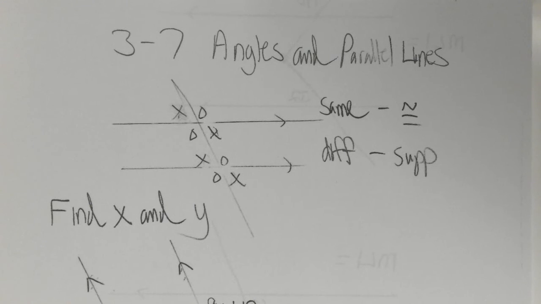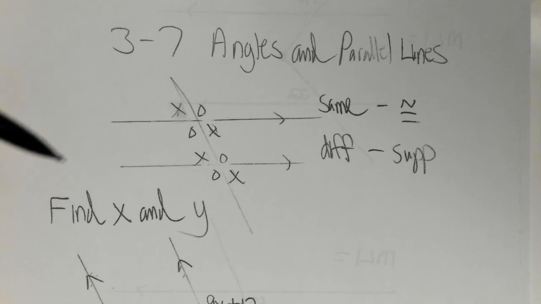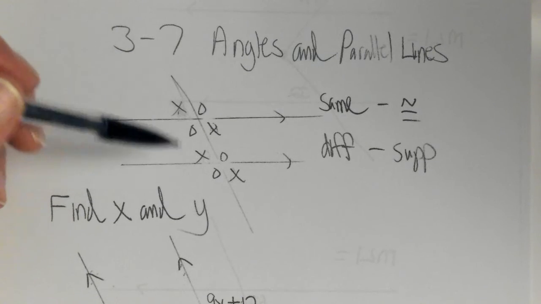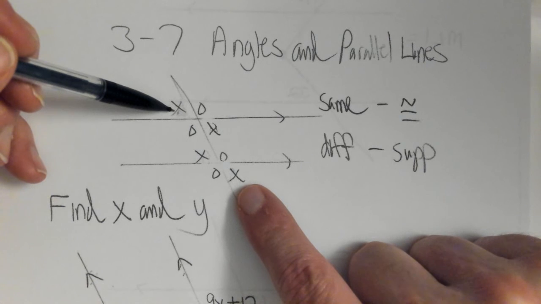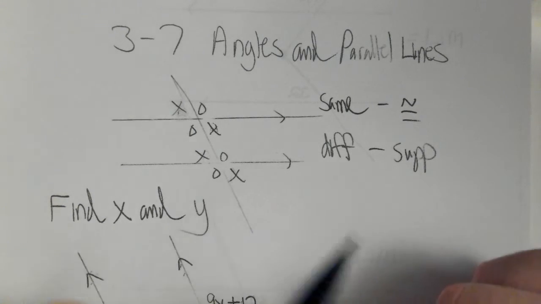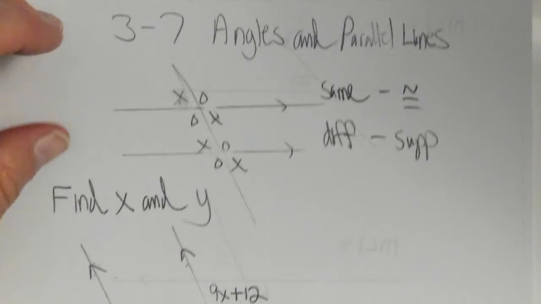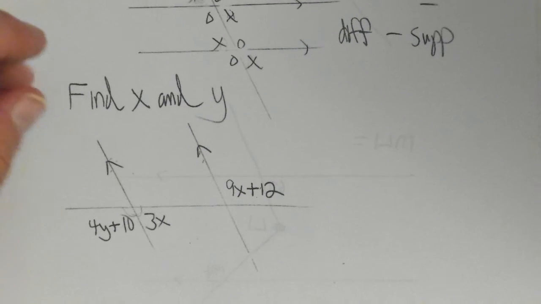Okay, in this section 3-7, we're looking more at angles and parallel lines. So the first thing I want to do is remind you of the zigzag pattern that we had looked at a few sections ago. Remember, if you pick two angles that are the same, they're congruent. If you pick two angles that are different, they're supplementary. And really, that's the idea that's going to help us set up and solve equations in this particular section. So let's take a look at the first type of problem that we come to.